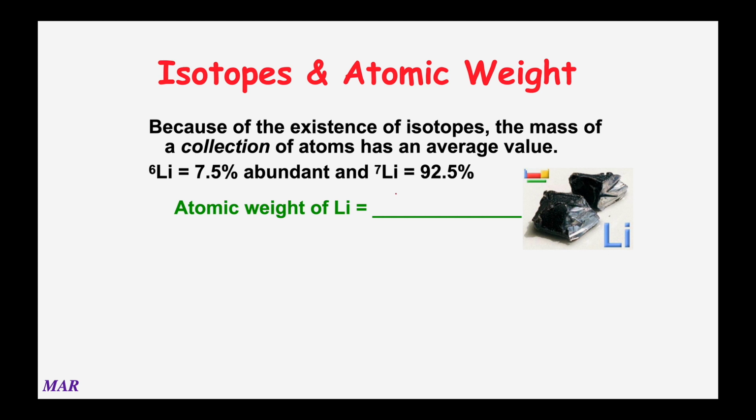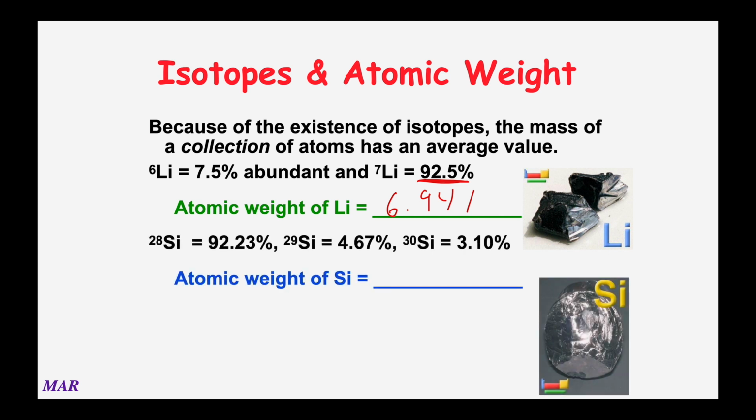Like 6.941. Here, let me write it in here. This is kind of cool. I can do this. Anyway, 6.941 in my periodic table is much closer to 7 than 6. Like if I rounded up 6.9, it would be 7. That's because most of lithium is lithium 7. If this would have been 90% lithium 6 and only 10% or so lithium 7, then the atomic weight would have been closer to 6, maybe like 6.1 or something like that.